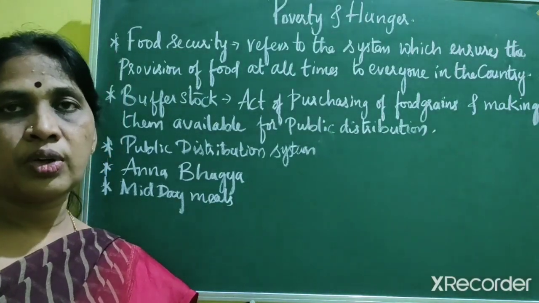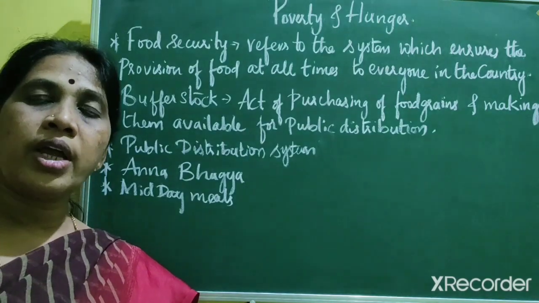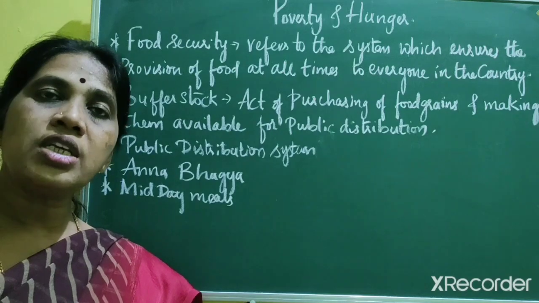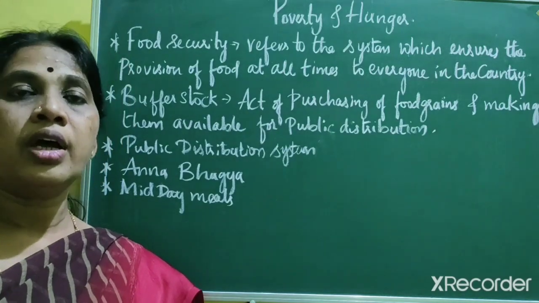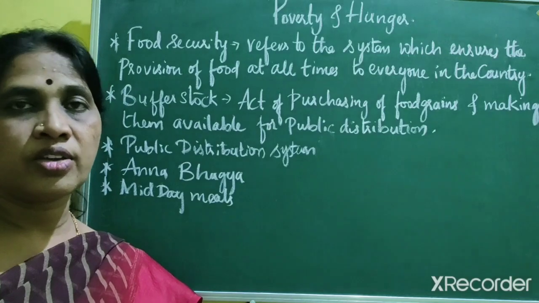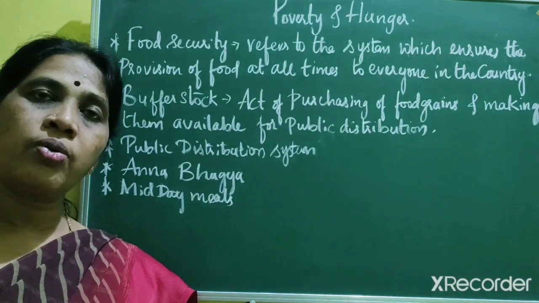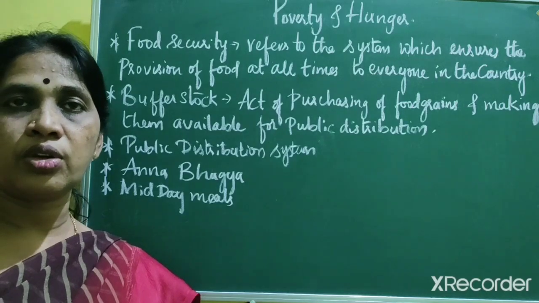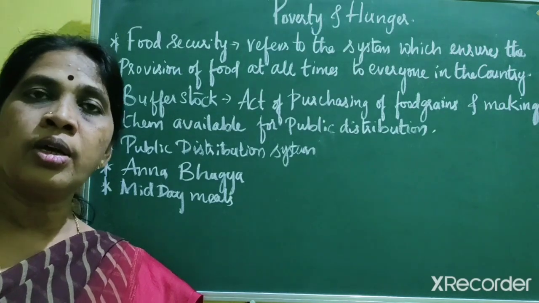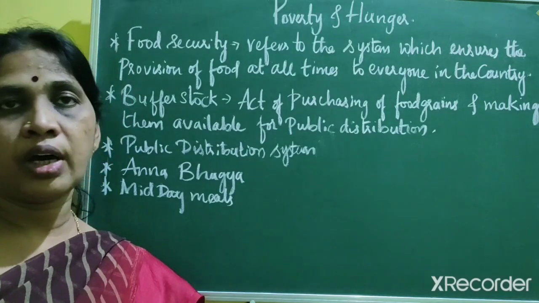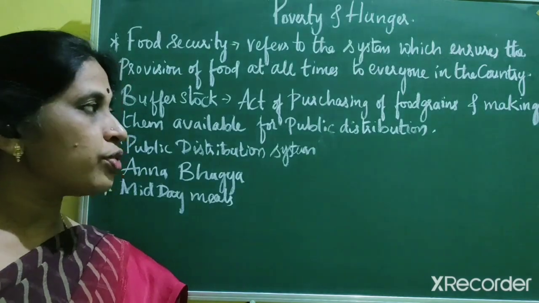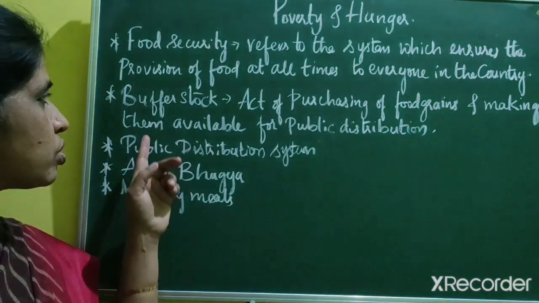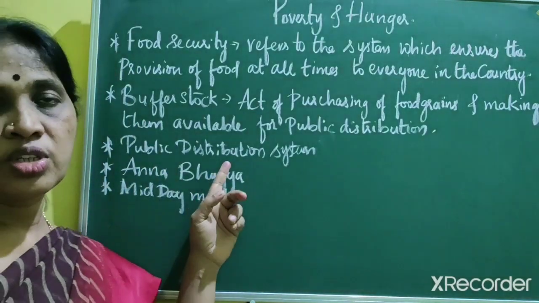This food security includes providing sufficient food to all the people in the country, increasing the purchasing power of the poor, and removing other hindrances for the poor while accessing and absorbing the food. This has been introduced by the government so that people do not suffer from hunger. And food security has two aspects, that is buffer stock and public distribution system.